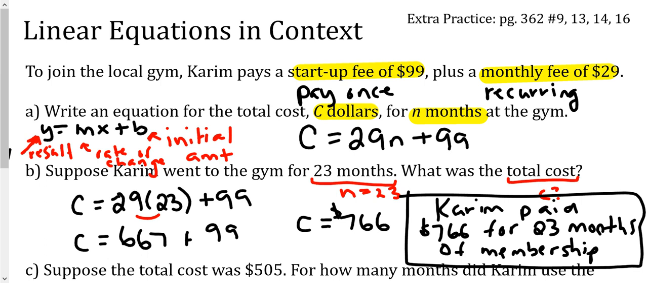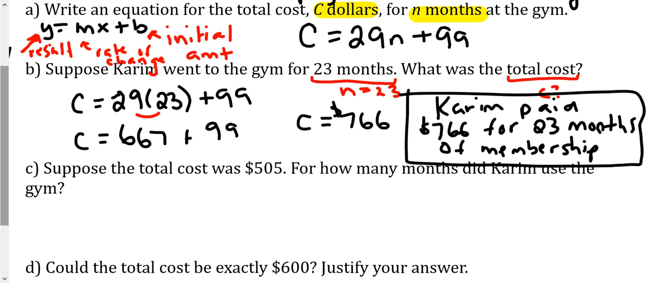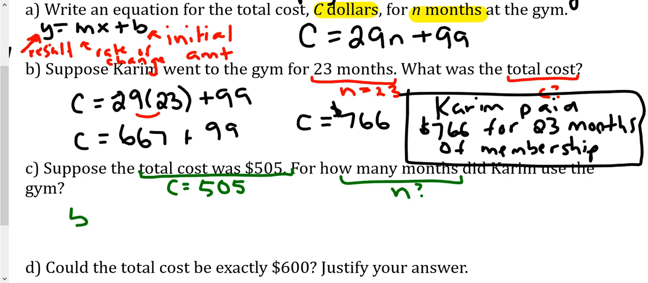Looking at the next one now, suppose the total cost was $505. So again, now identifying what variable this is talking about. Does this tell us anything about the number of months? No, so this isn't going to be the value for n. This tells us that the cost, the C, is going to be 505. And then it asks us, for how many months? That's what we're trying to find out. We don't know n. So we're going to go ahead and substitute in 505 for where my C is now, the left side of the equation.